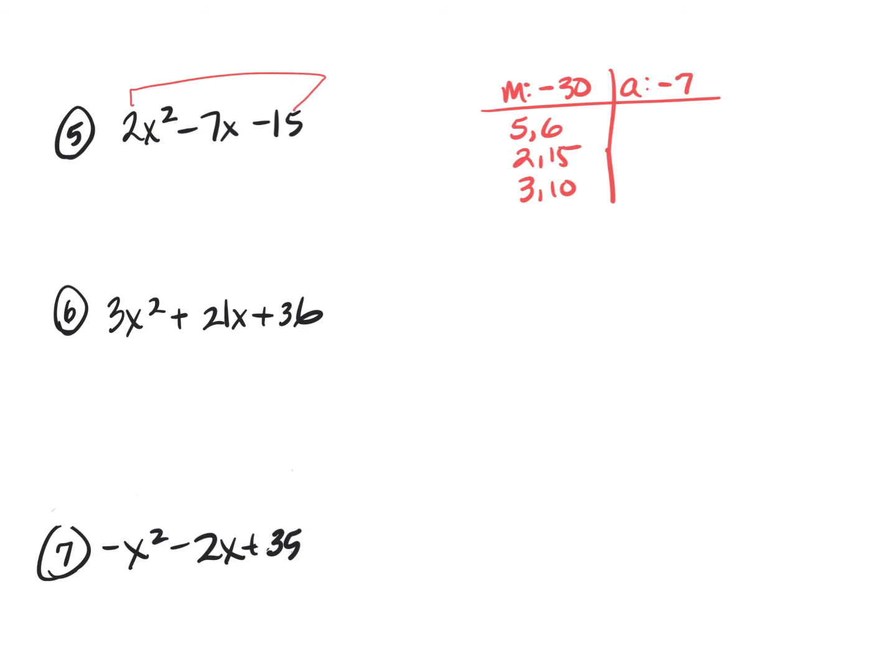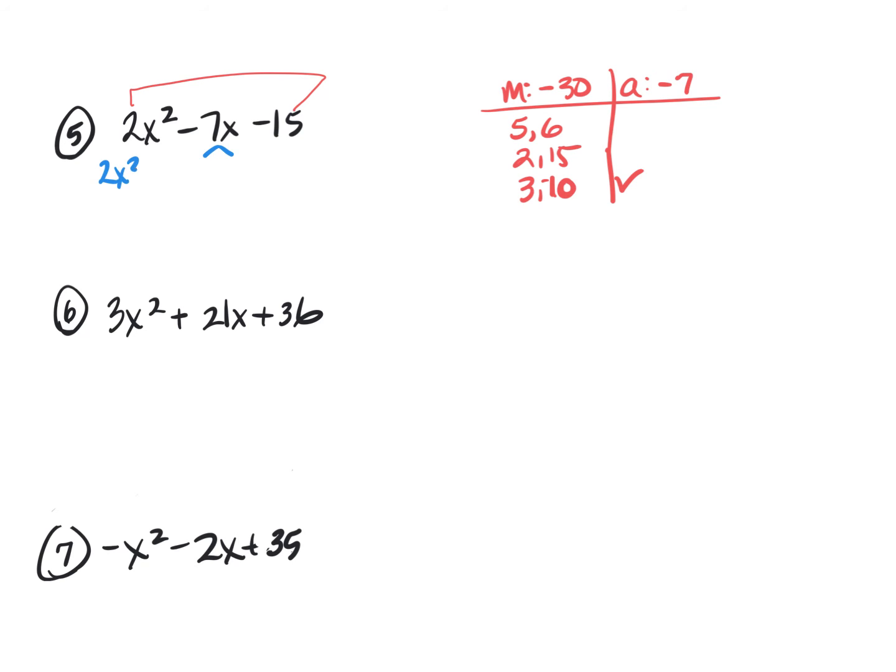And I'm looking at my combinations, trying to get a 7 out of those combinations. Well, 3 and 10 can get me to 7 if I subtract them, right? But I need the product of the two numbers to be negative, which means these need to be different signs. So the question then becomes, which one is negative, the bigger number or the smaller? Well, when I subtract, I need it to come out negative, so I want the bigger number to be negative. So this will be negative 10. Negative 10 plus 3 gives me negative 7. All is good. So now we're going to break this up.